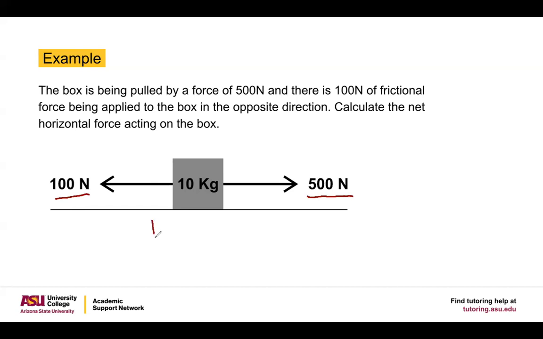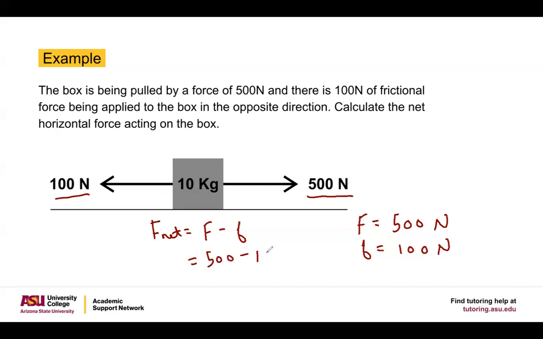So to calculate the net horizontal force, we'll use the formula F net equals F minus f, where the capital F is the force that the box has been pulled with, and the small f is the frictional force that is acting on the box. And we subtract the frictional force because it is acting in the opposite direction.